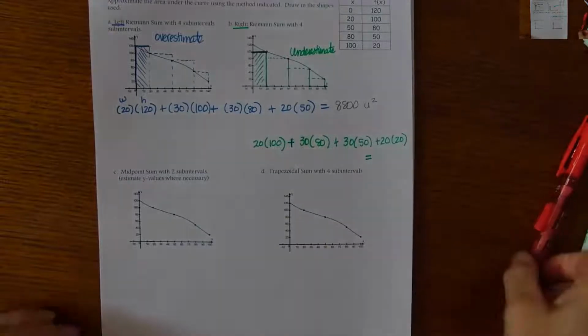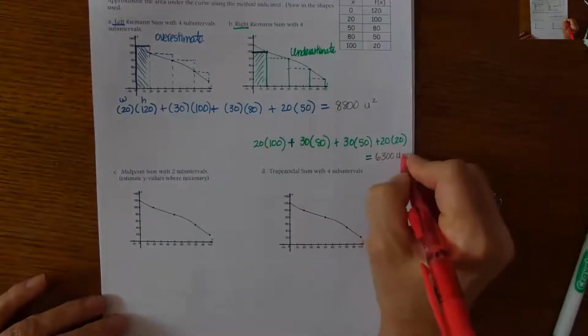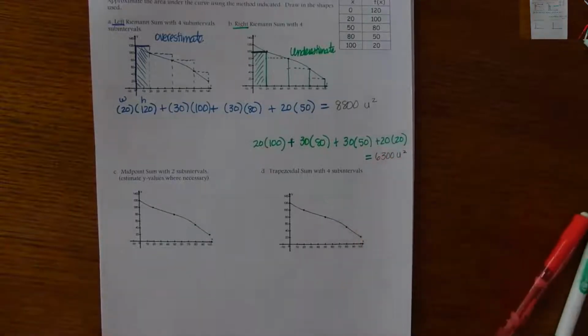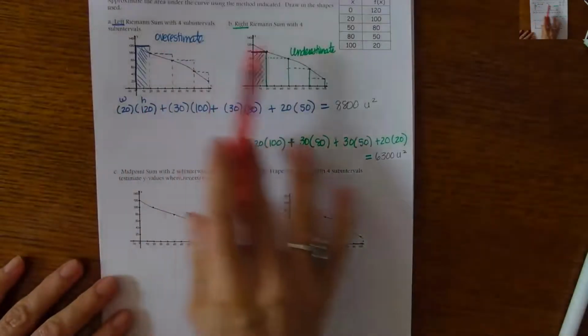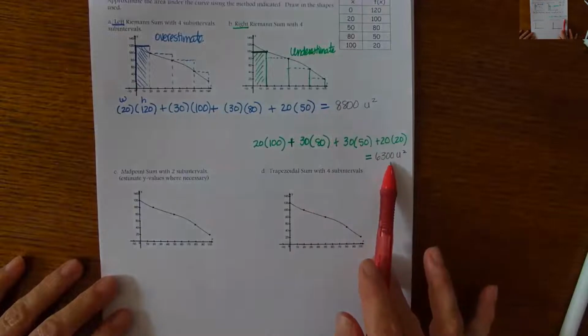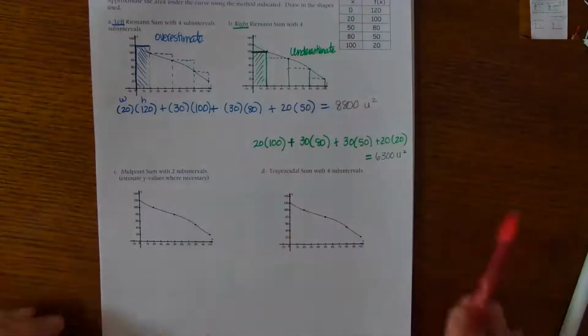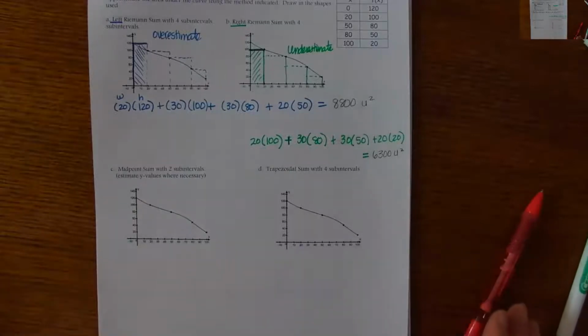Y'all got to back me up. Come on. I added it up and got 6,300. Make sure that's correct. So as you predicted, the left one was bigger. We know that 8,800 is too big. It's an overestimate. We know that 6,300 is too small. It's an underestimate, right? Where do you think the answer is? About halfway in between those?